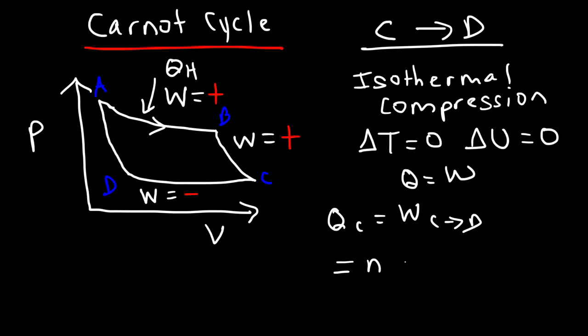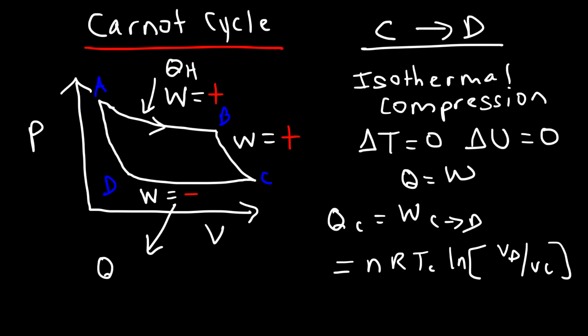And QC is going to equal nRTC, the cold temperature, times the natural log of the final volume divided by initial volume. Since we're going from C to D, the final volume is VD, the initial volume is VC. And from C to D, heat energy is being released from the heat engine into the cold reservoir.